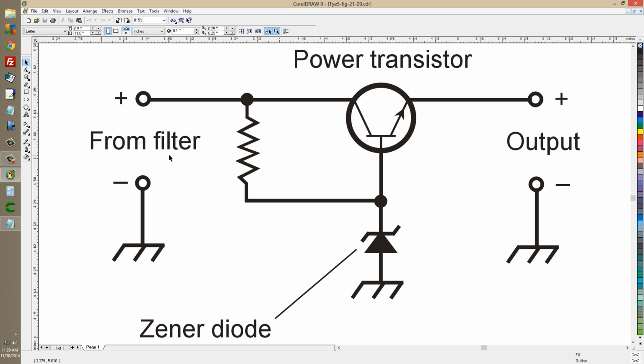Now from a filter, that means from a power supply filter, we have unregulated direct current voltage here, regulated direct current voltage here, and this power transistor will take care of the problem of varying loads. This resistor will still limit the current through the Zener diode, but it will not limit the current through the circuit itself. So this circuit is capable of actually regulating voltage from a DC power supply over a wide range of load resistances.